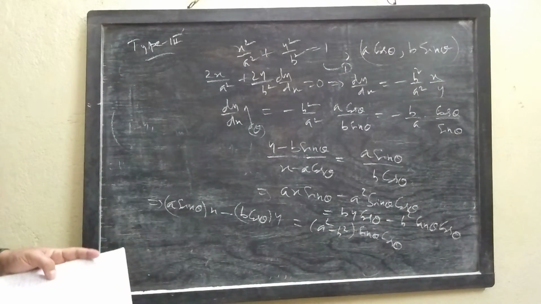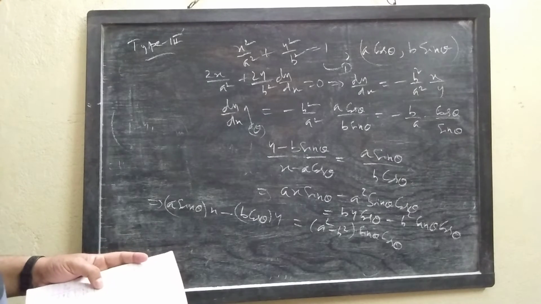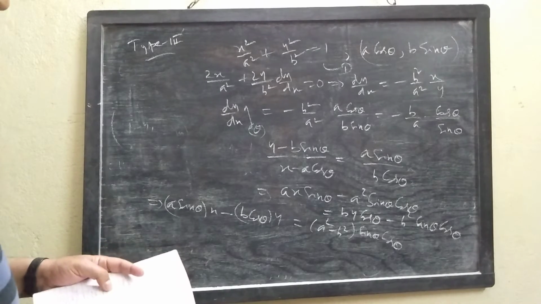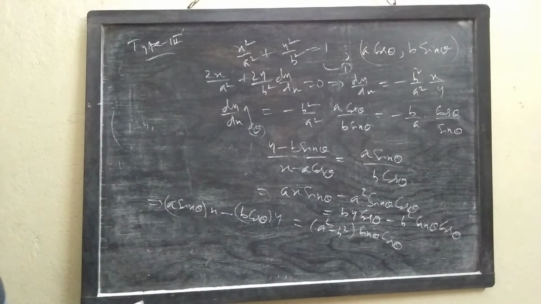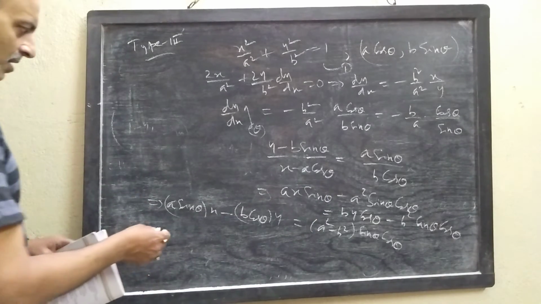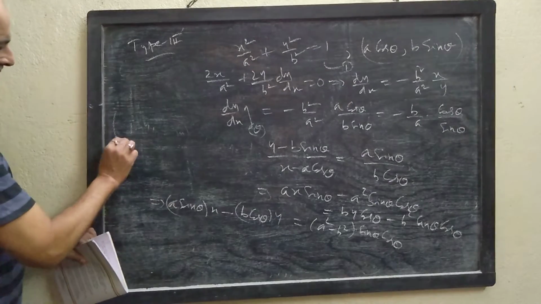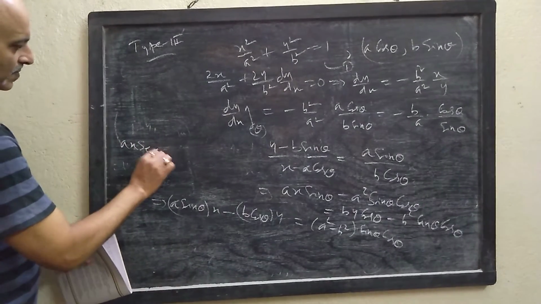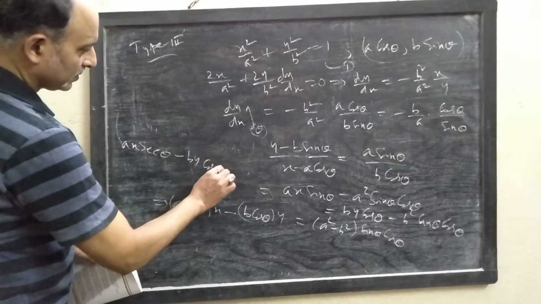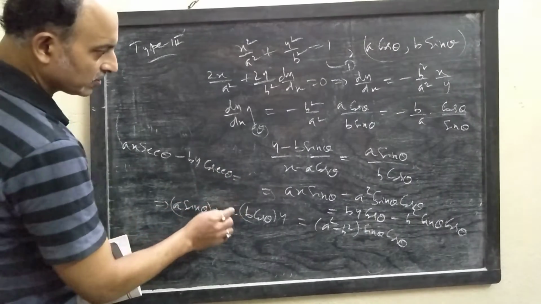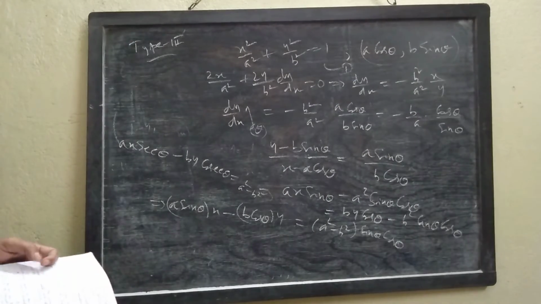This will be the equation of the normal to the curve. Or you can write it another way by dividing both sides by sin theta cos theta. You can write it as ax sec theta minus by cosec theta equals a square minus b square. Either one is correct.